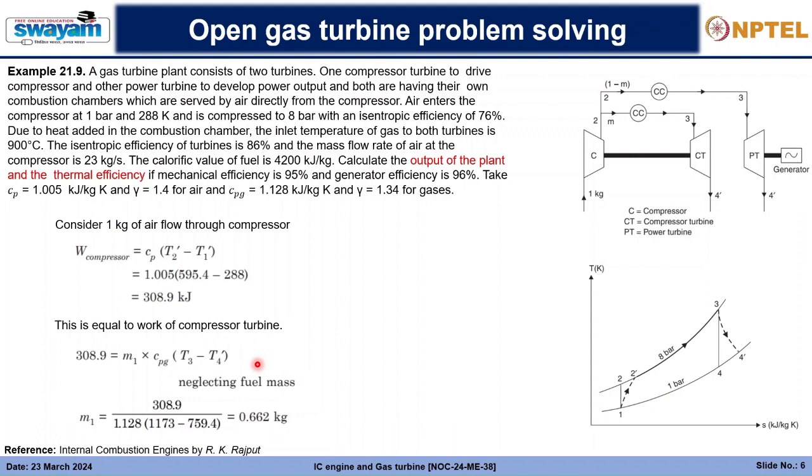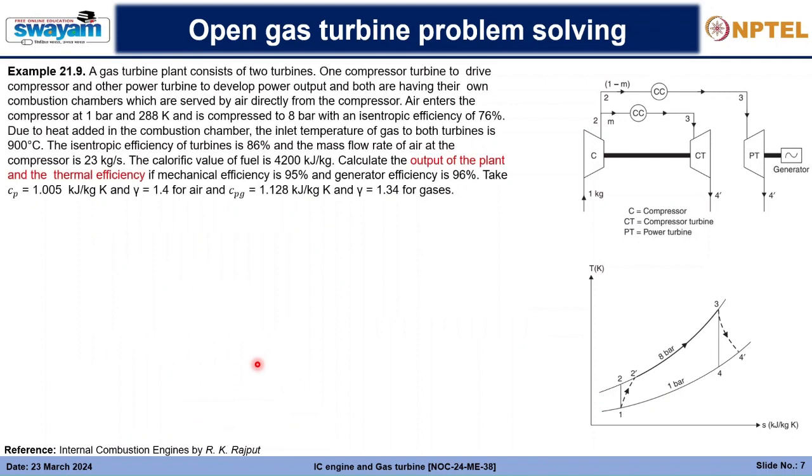So out of 1 kg, 0.662 kg goes into the compressor turbine, and the rest, 0.338 kg, will go to the power turbine. In order to calculate the power output, we have to calculate the work done by the power turbine. That will be 1 minus m into CPG times T3 minus T4, per kg of total gas to the compressor, that is 157.7 kilojoule.